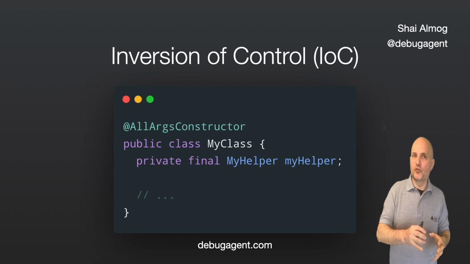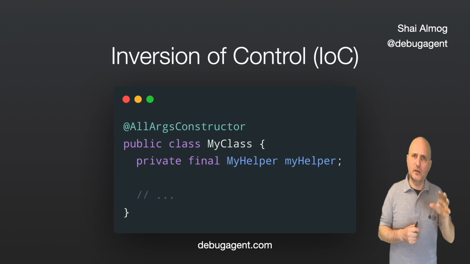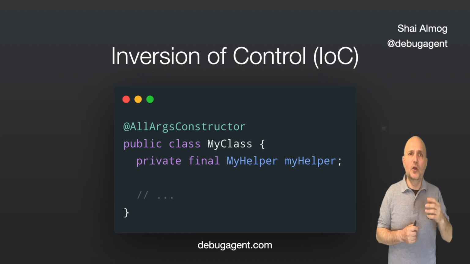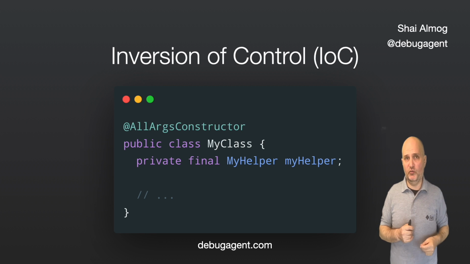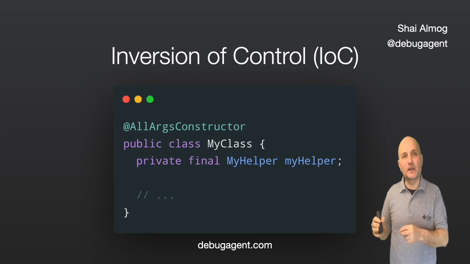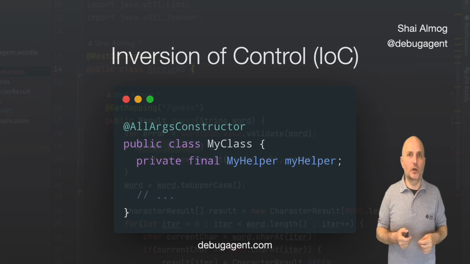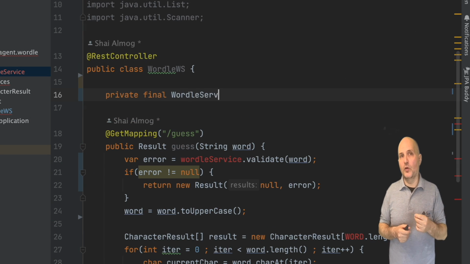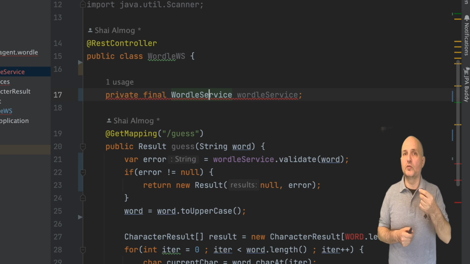The Lombok library, which we added initially, includes the ability to define a constructor automatically. We can use the all-args constructor or all-required-args constructor to create a constructor automatically for the final fields in this class. That means that if we inject more beans, it will save us the work of adding them to the constructor and reduce boilerplate. Going back to the code, we can now inject the Wordle service into the Wordle WS class.